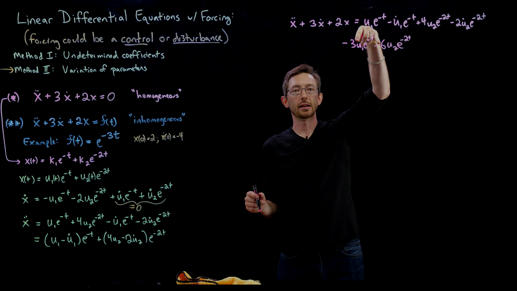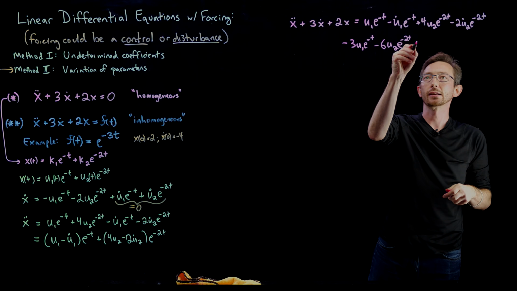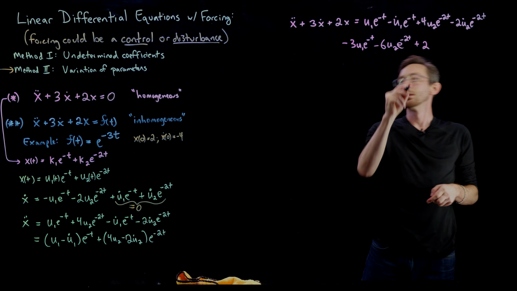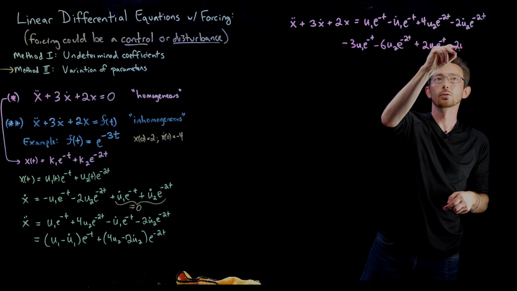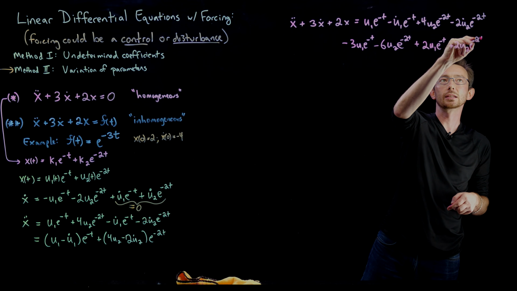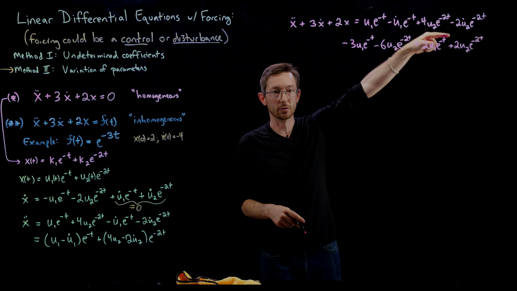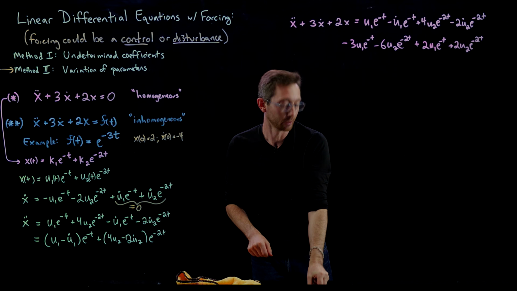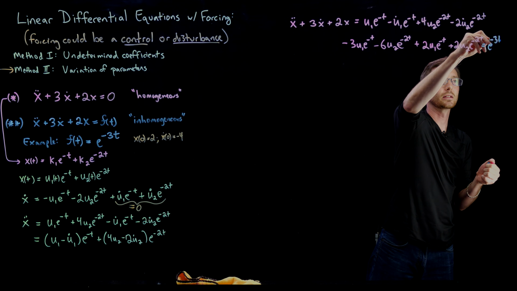Okay, that's my x double dot plus 3 x dot plus 2x, so that's plus 2u1 e to the minus t plus 2u2 e to the minus 2t. And of course we know that all of this stuff equals our forcing, e to the minus 3t. Maybe I'll just keep that in blue at least for the moment. You know, equals e to the minus 3t.